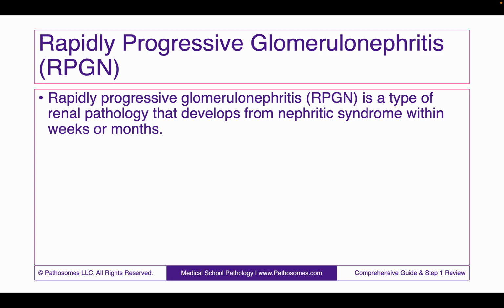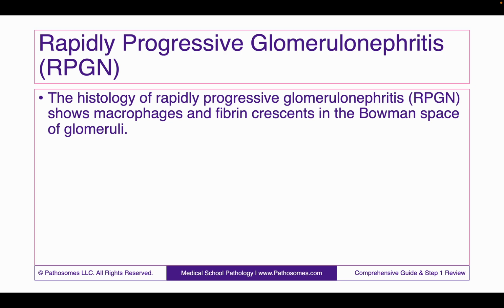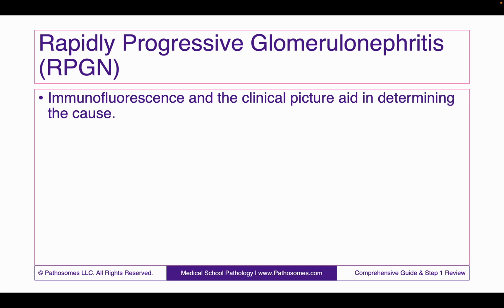Now let's talk a bit about rapidly progressive glomerulonephritis because it's an important condition to be aware of. In RPGN, which is a type of renal pathology, the issue develops from nephritic syndrome within weeks or months. The histology of RPGN shows macrophages and fibrin crescents in the Bowman space of glomeruli. It's important to note where that occurs. The Bowman space of glomeruli. Immunofluorescence and the clinical picture aid in determining the cause.